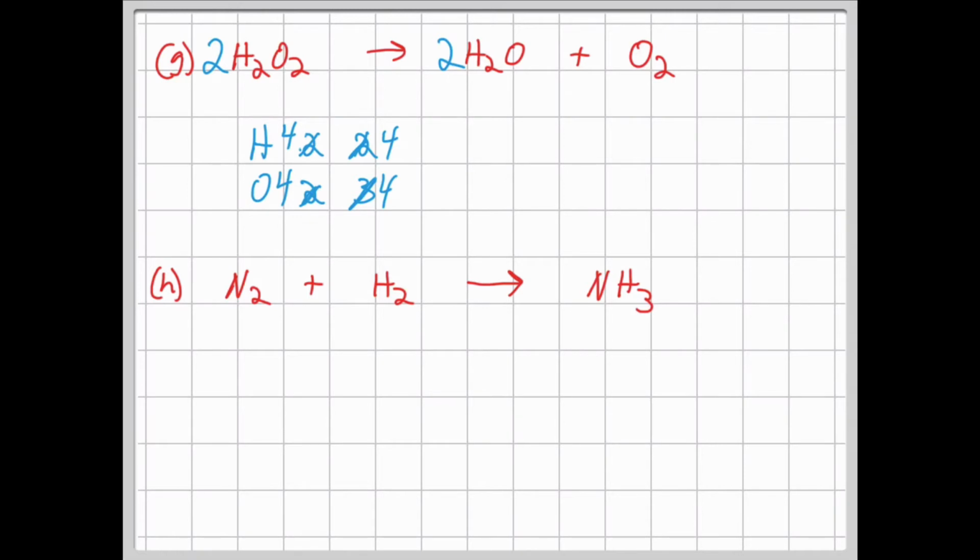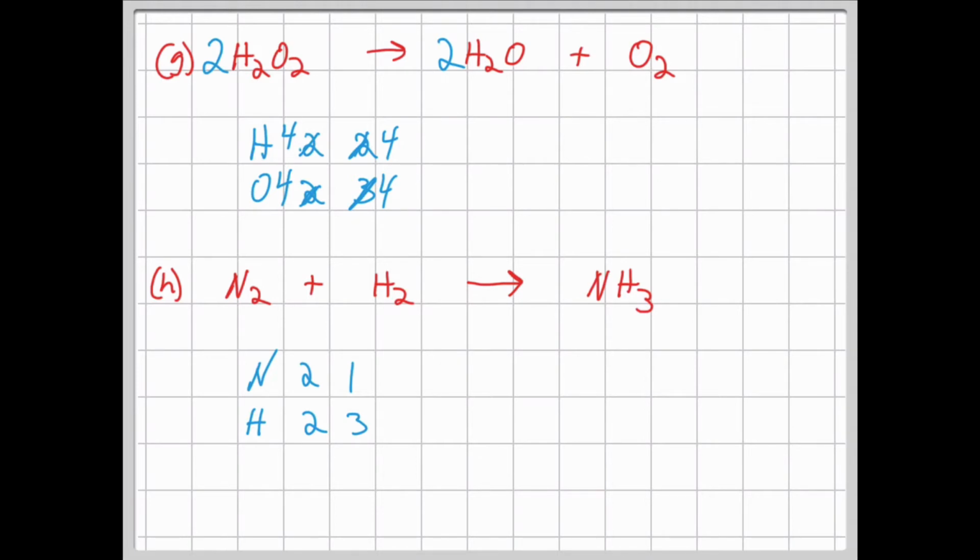Nitrogen and hydrogen going together to make ammonia gas. We have nitrogen and hydrogen. Nitrogen we have 2, hydrogen we have 2. On the right hand side we have 1 nitrogen and we have 3 hydrogens. As I tend to say many times, balance your oxygens and hydrogens last.